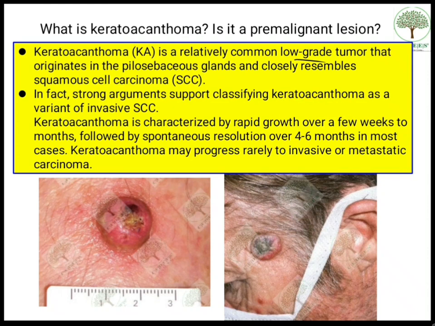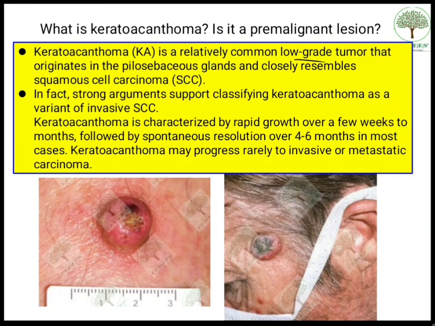Now when you look at the keratoacanthoma, you can see that it's a dome-shaped lesion around 1 to 2 centimeters, and the central portion has a punctum, which is filled with keratin. So a keratin punctum, or a keratinous plug, can be seen in it.